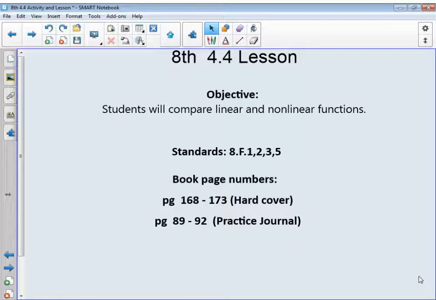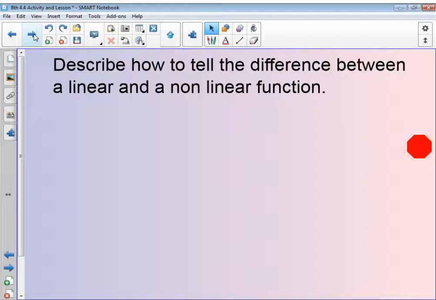through 92. Yesterday, we worked with graphing some information so that we could visually see linear versus nonlinear functions. Today, we're going to also tie into that, looking at some equations and being able to understand from just looking at an equation whether we are working with a linear versus nonlinear function. So first of all, let's review. We need to describe how we can tell the difference between a linear versus a nonlinear function.